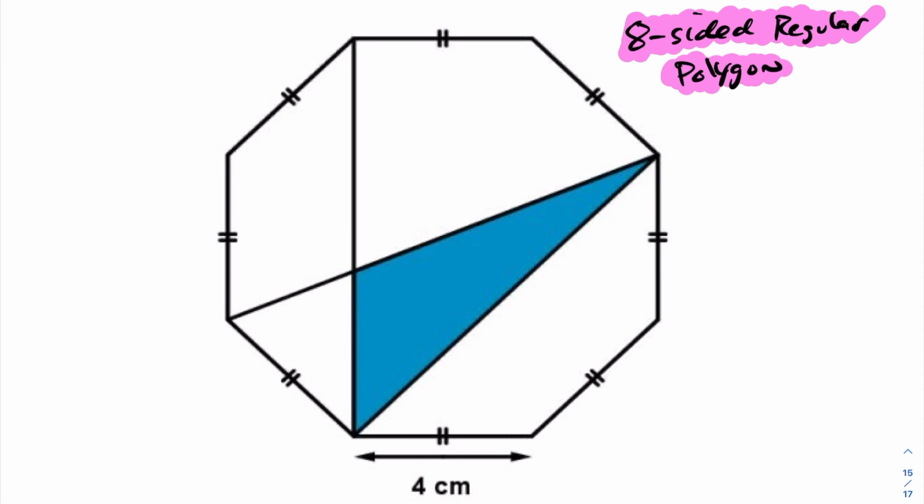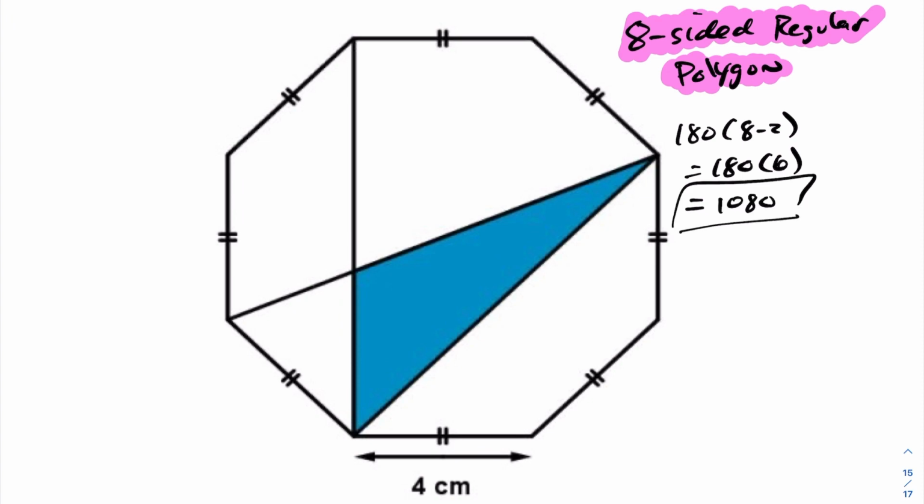So in this situation, we know that for an 8-sided shape, the sum of the interior angles must add up to 180 times 8 minus 2. That's our formula. That's 180 times 6. So the sum of all the angles of this regular 8-sided polygon ends up being 1,080. If I divide that by 8, every single one of these angles is going to be 135 degrees.